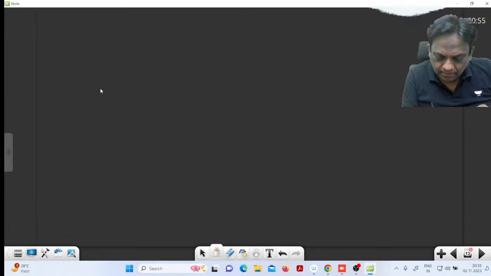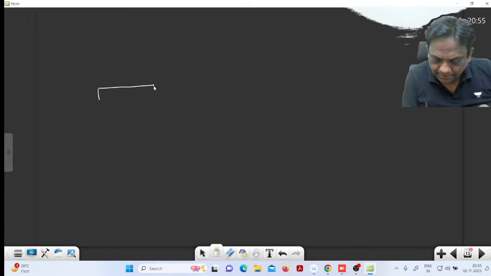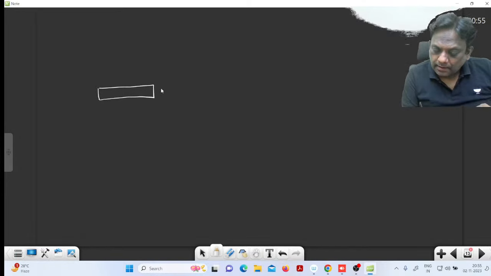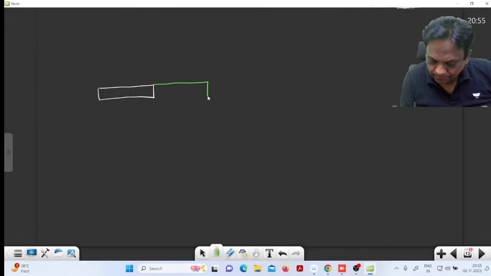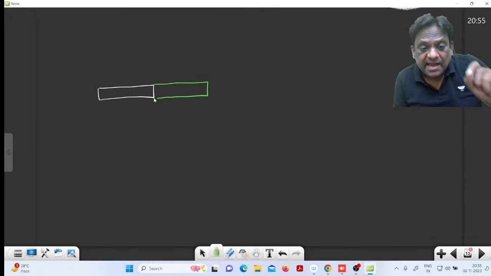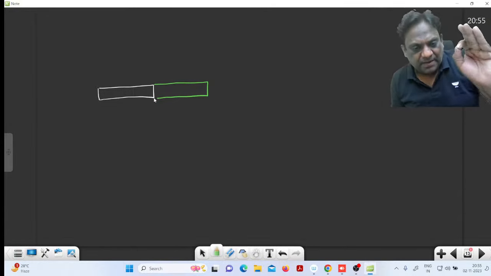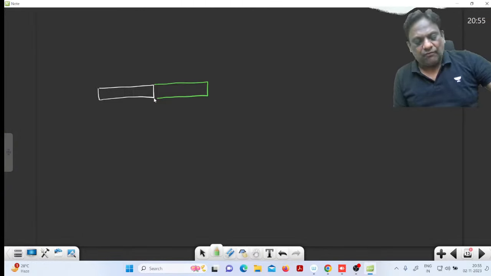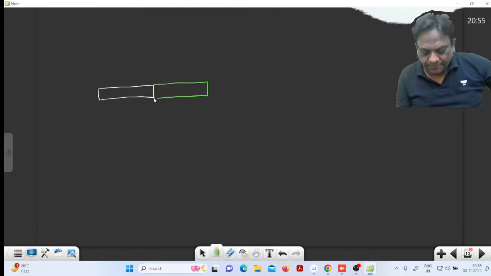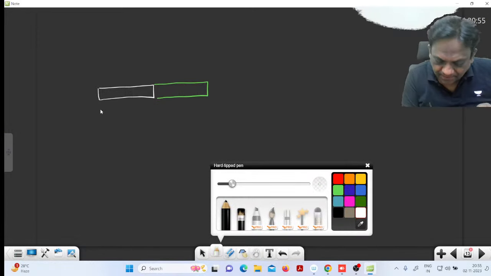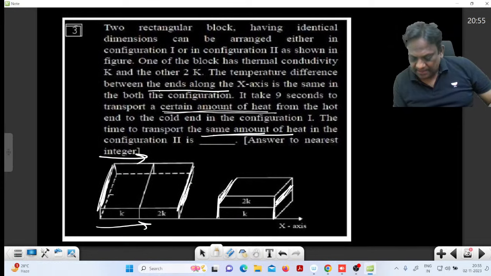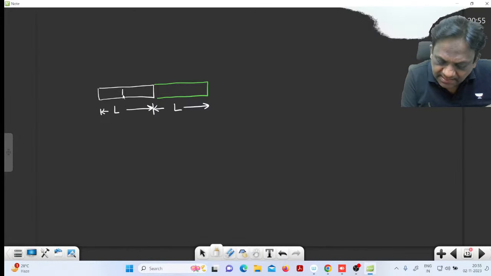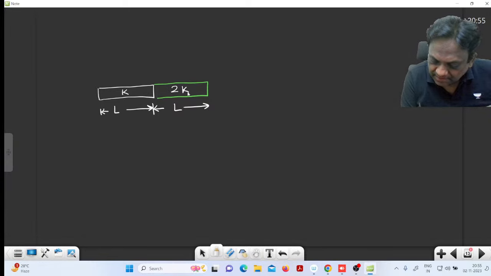Just listen to me. There is one rectangular block and there is another rectangular block. They are of the same dimension. Let us assume this length to be L and this is also L. What are the thermal conductivities, sir? This has a thermal conductivity K and this has a thermal conductivity 2K.